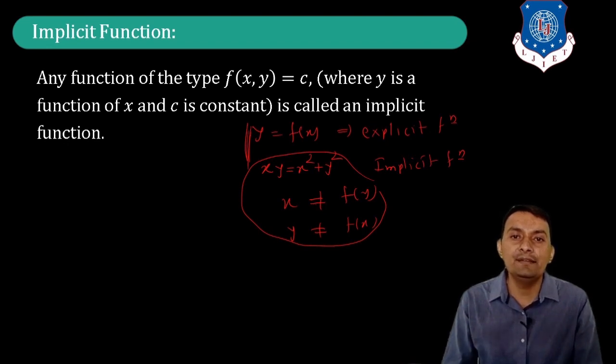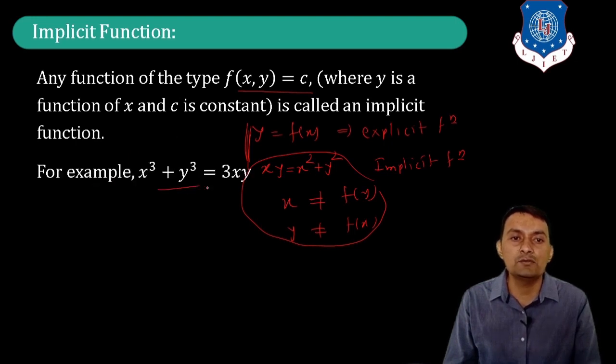So clearly, any function of the type f of x, y equal to c is called an implicit function. For example, this one is the same as this one, because x cannot be expressed in terms of y, or y cannot be expressed in terms of x, and therefore this kind of function is known as an implicit function. In such cases, how can we determine its partial derivative, or the ordinary derivative dy by dx? We can determine it using partial derivatives, and that is what we are going to discuss.